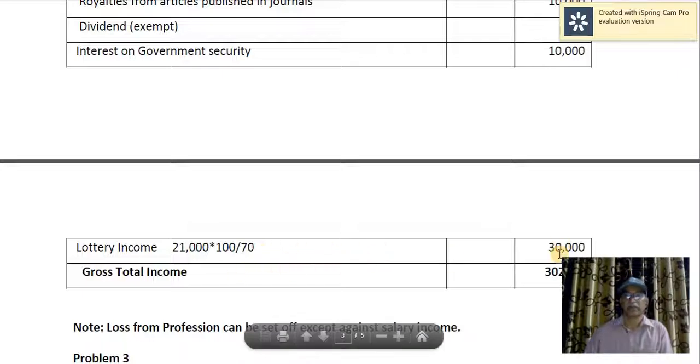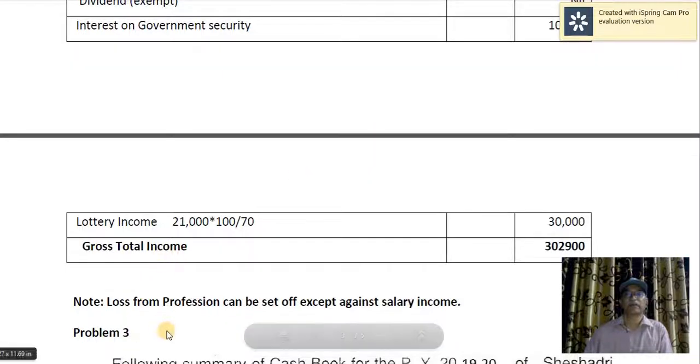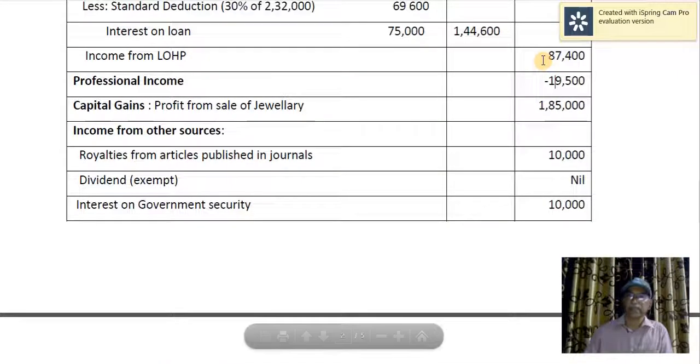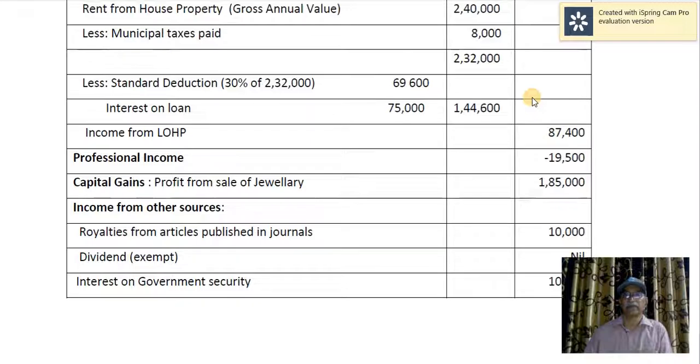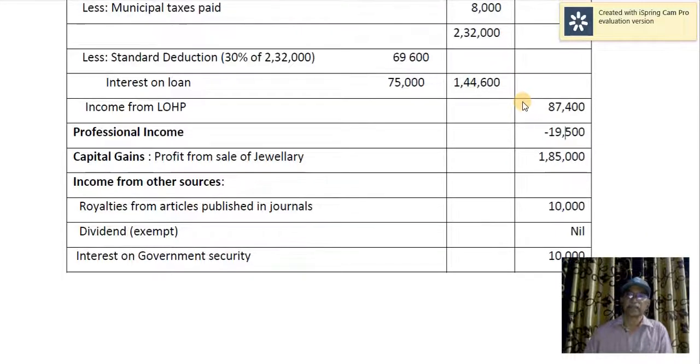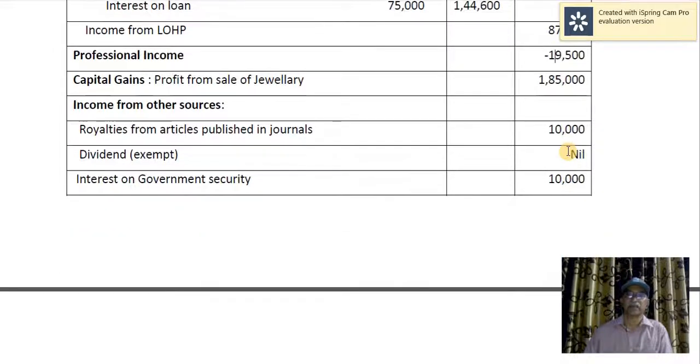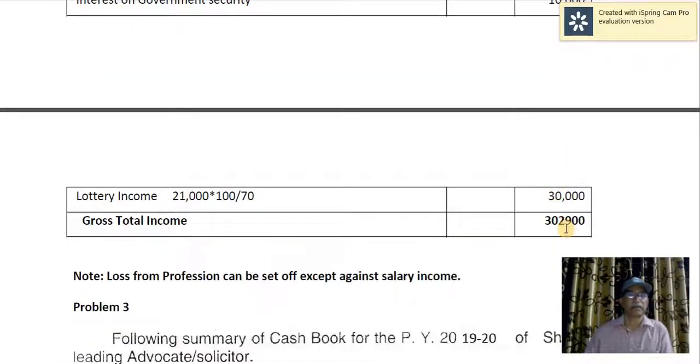So gross total income is 3,02,900. For your information, here there is a loss from profession. Loss from business or profession cannot be set off against income from salary, but it can be set off against any other head of income. Therefore, this is set off against other incomes here. After setting it off, the gross total income is 3,02,900.